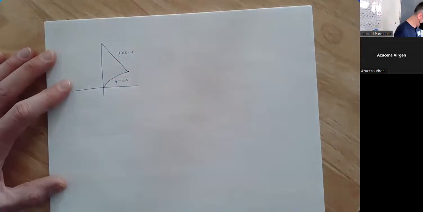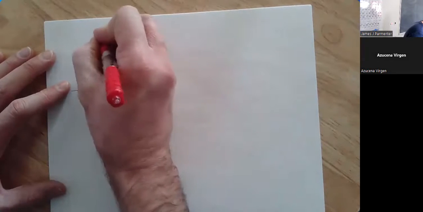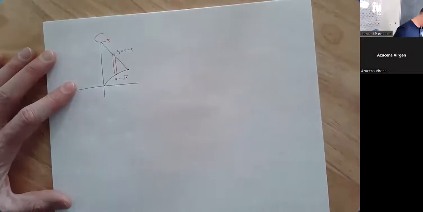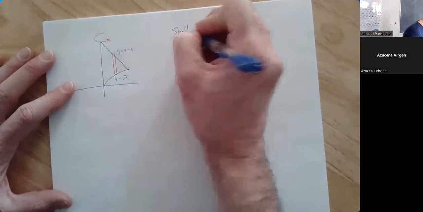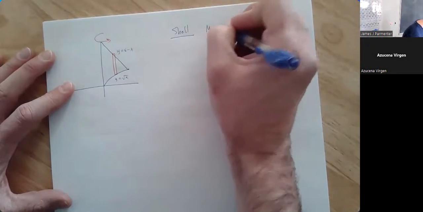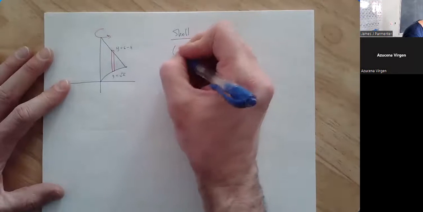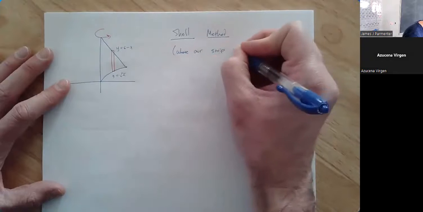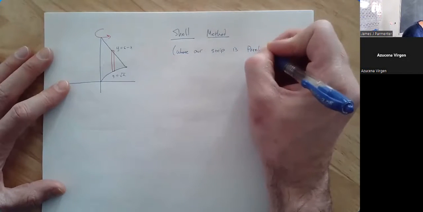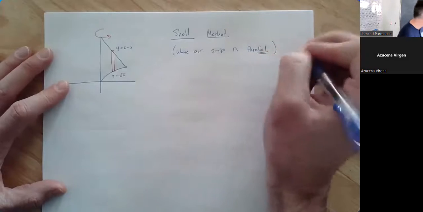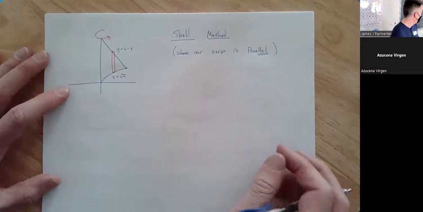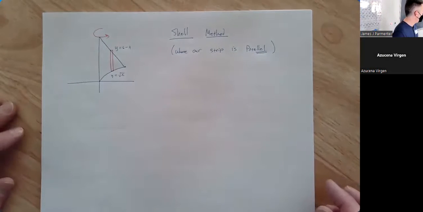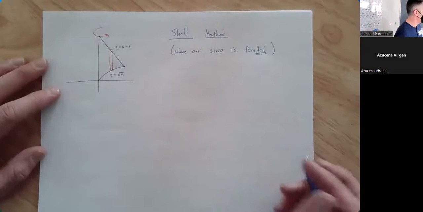And use a vertical strip, a strip that is parallel to the axis of rotation. So we can use the shell method. And I do encourage you to remember our shell method where our strip is parallel. Even though it's a bit of a stretch, parallel rhymes with shell. It works. That's how I remembered it for literally 20-some years. So shell rhymes with parallel. So your strip is parallel to your axis of rotation, you're using the shell method.